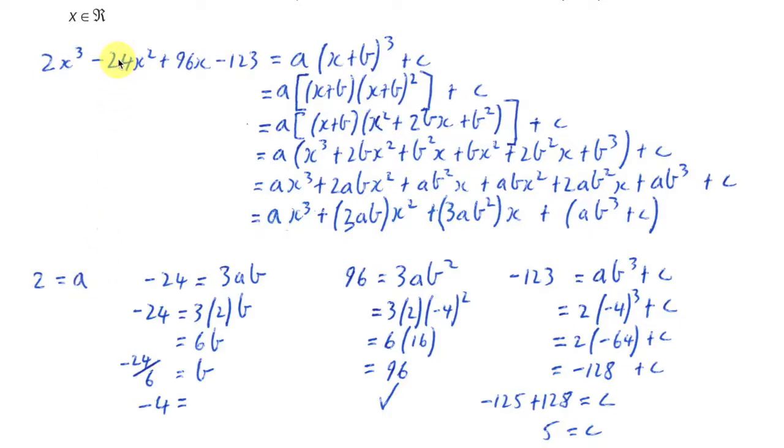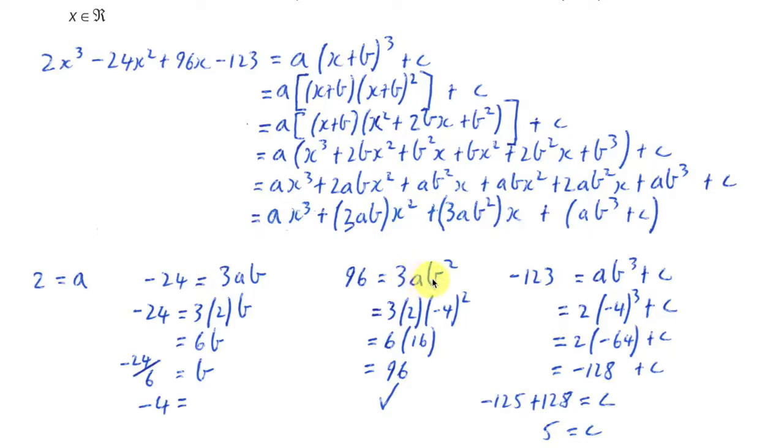I can say negative 24 is equal to 3ab. I can say that 96 is equal to 3ab squared, and I can say negative 123 is equal to ab cubed plus c. So obviously a is equal to 2. I've got this equation. I just substitute a equaling 2. I can establish that b is equal to negative 4.